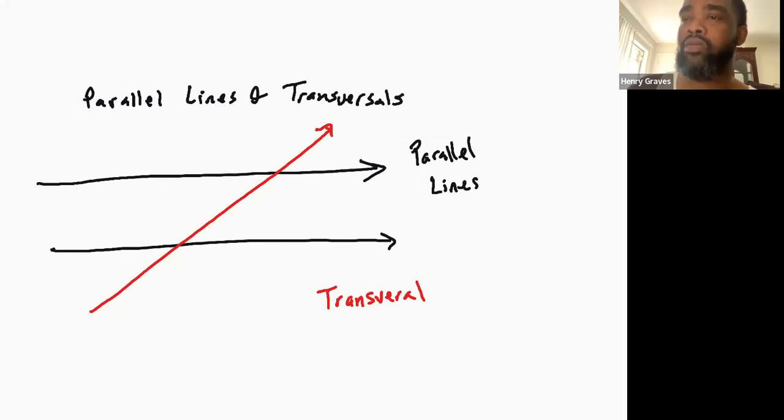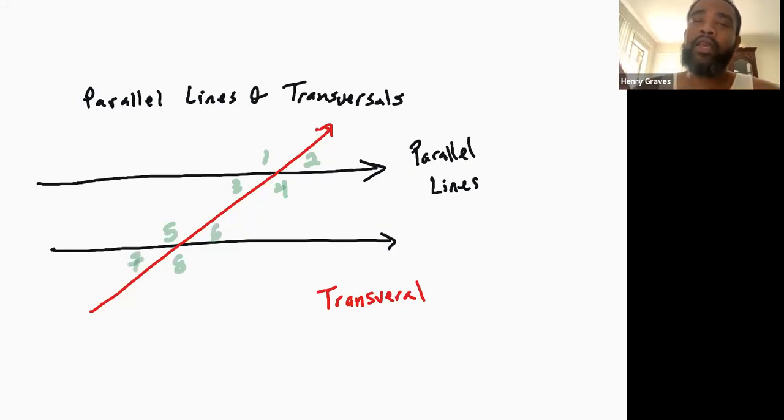It gives us angles 1, 2, 3, 4, 5, 6, 7, and 8. All these are the 8 angles that we're looking at.